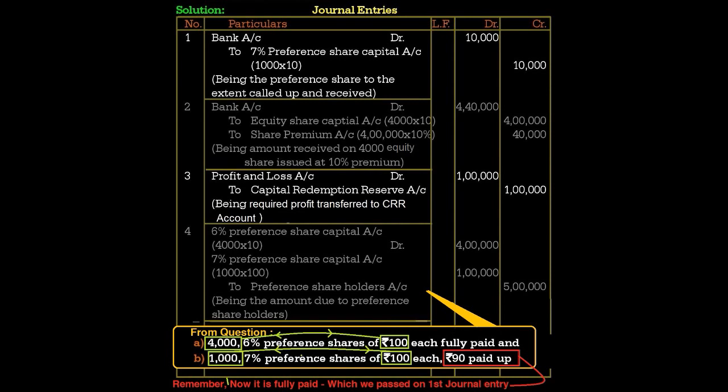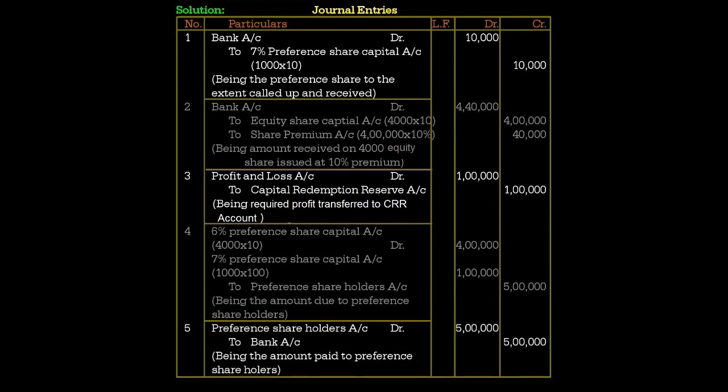Now the last final entry. The final entry is, whatever amount we have arranged as due, that should be paid. So preference shareholders account debit, what we have written in the previous entry as credit, now we have to write it as debit. So preference shareholders account debit to bank account. That means the total 5 lakh rupees is paid to preference shareholders at the time of redemption, being the amount paid to preference shareholders. That is 5 lakh.